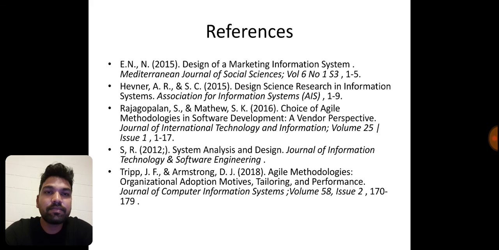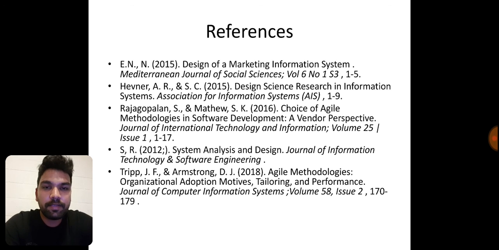You can see Hevner, A. R., and S. T. March, 2015, Design Science Research in Information Systems, Association for Information Systems. Thank you.